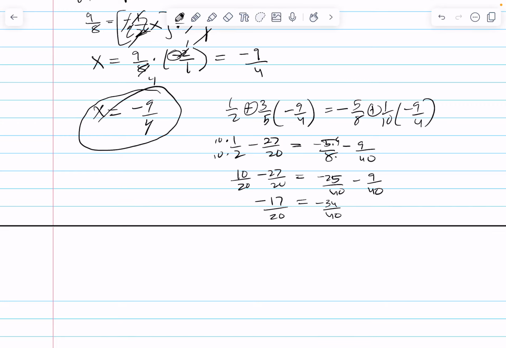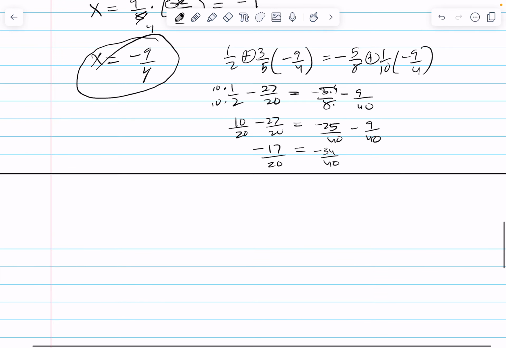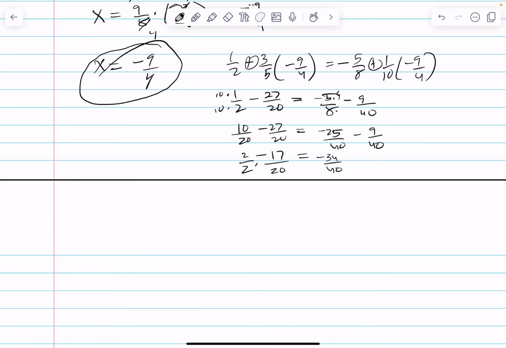Now, at first you're thinking these are not equal, but if we just multiply this by 2 over 2, this will be negative 34 over 40, negative 34 over 40. Or you can reduce this down, divided by 2. So it's the same either way. So our answer was negative 9 over 4.